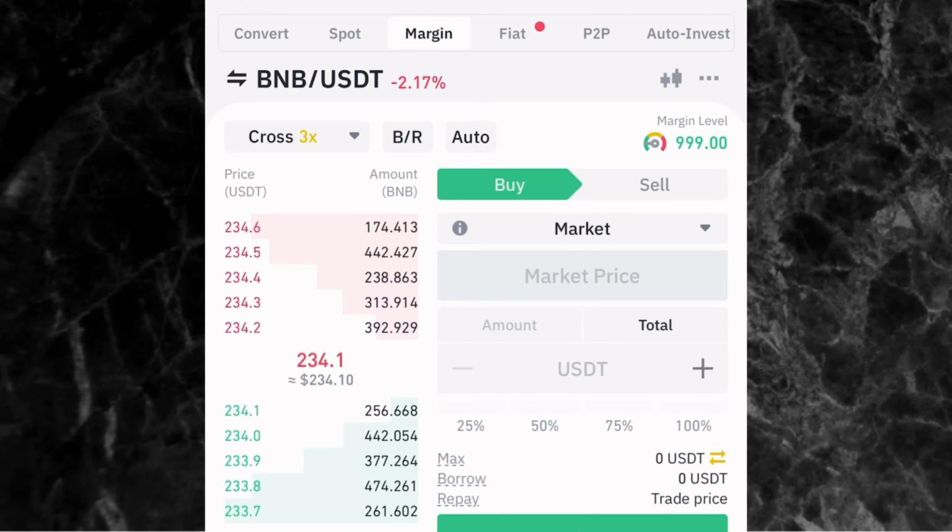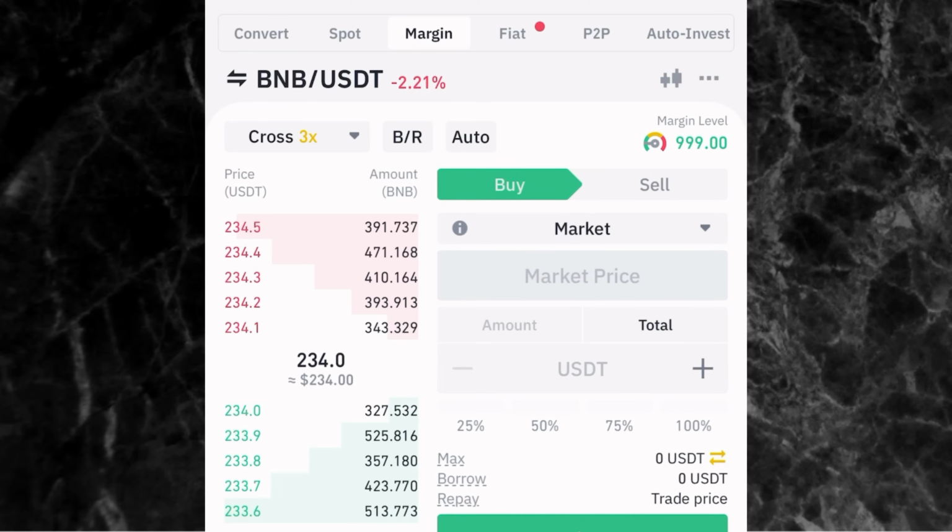Now let's get back to margin trading. Now what is margin trading? Margin trading is a kind of trading where you borrow funds from a third party to carry out your trades. Now this allows you to have more capital to trade, and this can also help you to make more profit when you win your trades.